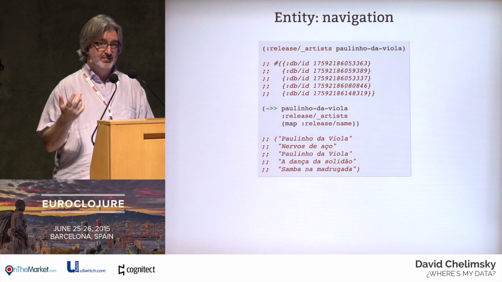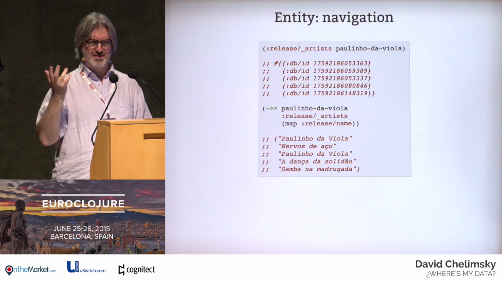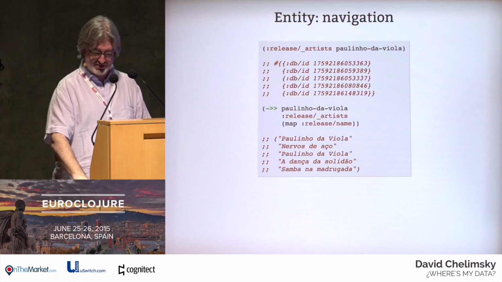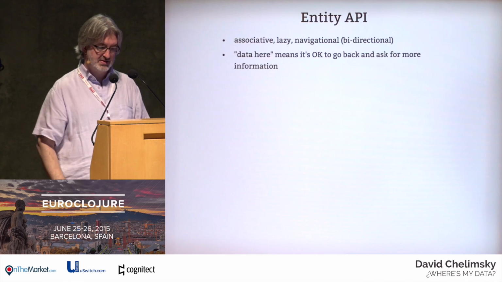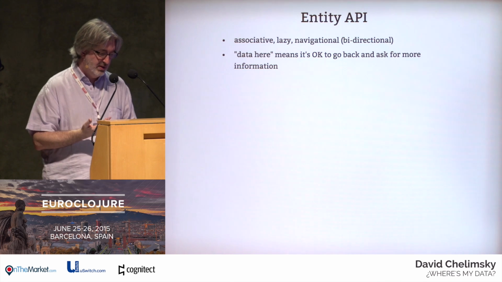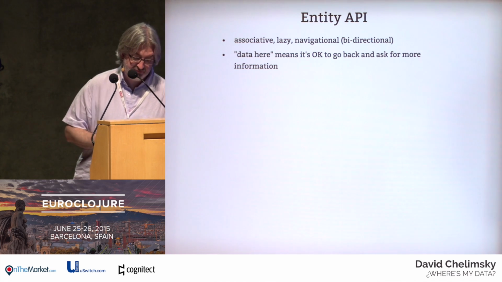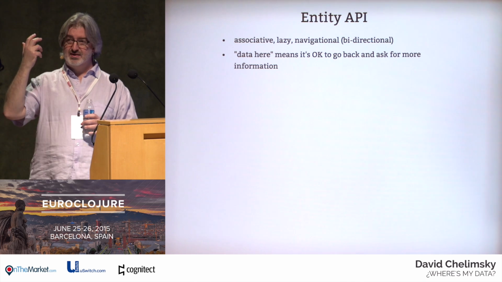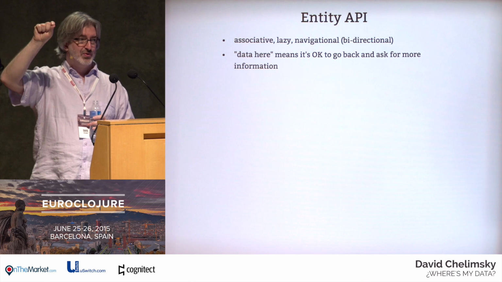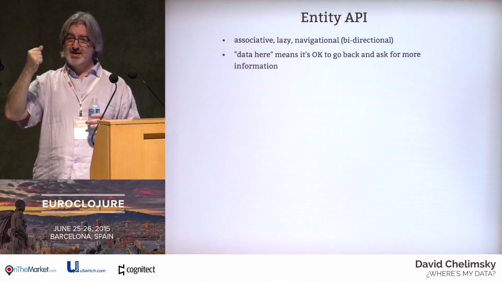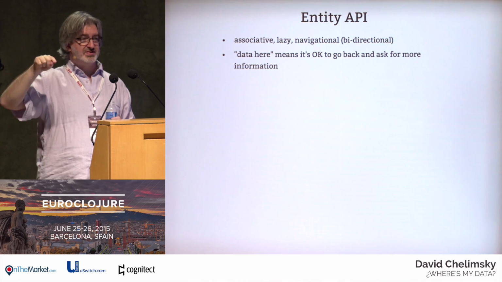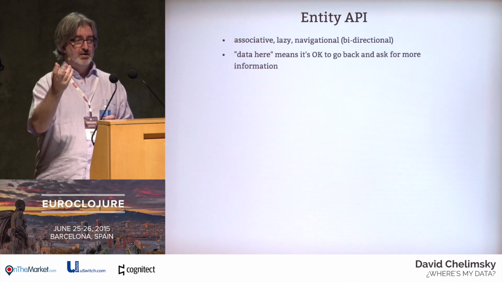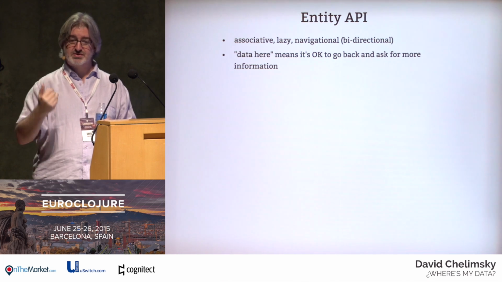And this is actually a really interesting thing about Datomic's design, because to do that sort of bidirectional navigation, you have to do some tricky things in other databases. So the entity API, it's associative, it's lazy, bidirectionally navigational, and the fact that the data is in memory means that it's okay to get the entity IDs, go get an entity, and start asking questions about it, and you don't have anywhere near the chatter, and maybe no chatter at all, that you do in a traditional client-server model.